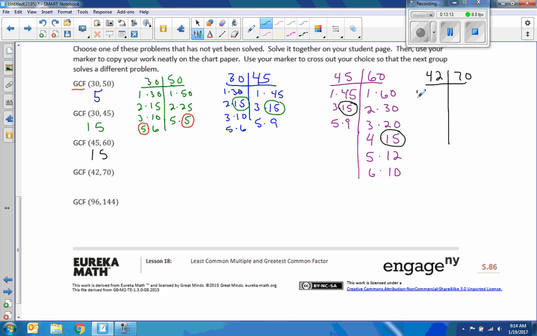42 is 1 times 42. 2 is even, so it's divisible by 2. Half of 42 is 21. 4 plus 2 is 6, so it will divide by 3. It's 14. 4 won't go. 5 won't go because it doesn't end in 0 or 5.